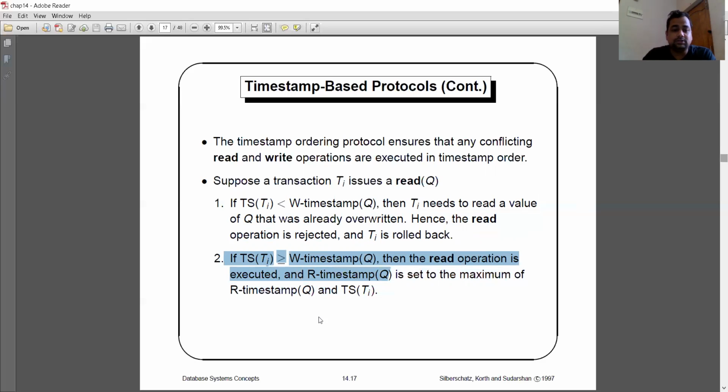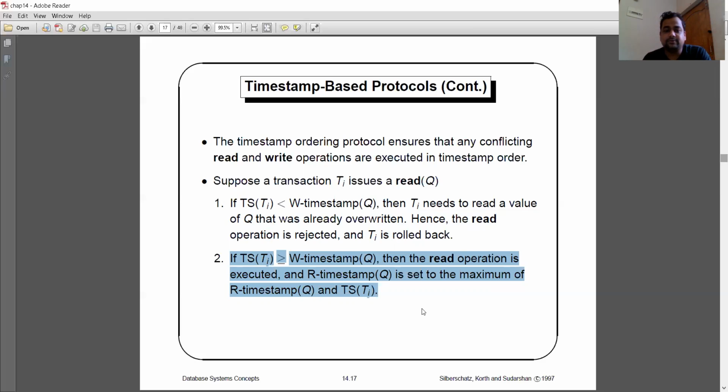As we previously discussed, since it is a read operation, it always has to be compared with the write timestamp. If the timestamp of Ti is greater than the write timestamp of Q, that means the write was executed first, then transaction Ti will be executed. So then the read operation is executed, and the read timestamp of Q is set to the maximum of the read timestamp of Q and the timestamp of Ti. So what exactly is the meaning?